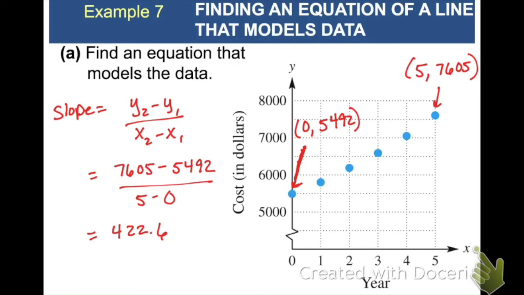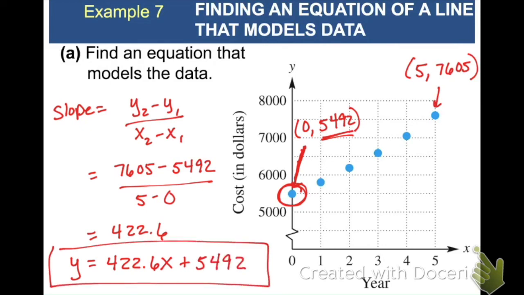Okay, but in part A, it asked me to write an equation. So I'm just going to do y equals mx plus b. I know my m is 422.6. B is my y-intercept. My y-intercept is where it hits the y-axis, so right here at 5,492. So there's my equation right there that represents these data points right here.